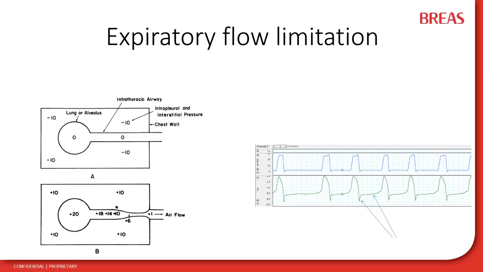In certain situations, we could also see a double time constant in the expiratory waveform. For example, here you have a rapid emptying, a fast emptying at the beginning, and a slower emptying in the second phase of the expiratory waveform. This has been typically linked to the concept of expiratory flow limitation.